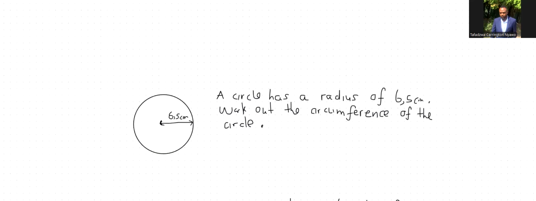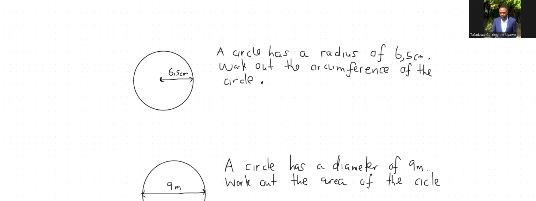Right. So we are going to be looking at area and circumference of circles. This is GCSE Foundation 1 to 9. So I'm going to be looking at quite a number of questions related to area and circumference of circles. So I'm going to start with this first one here.